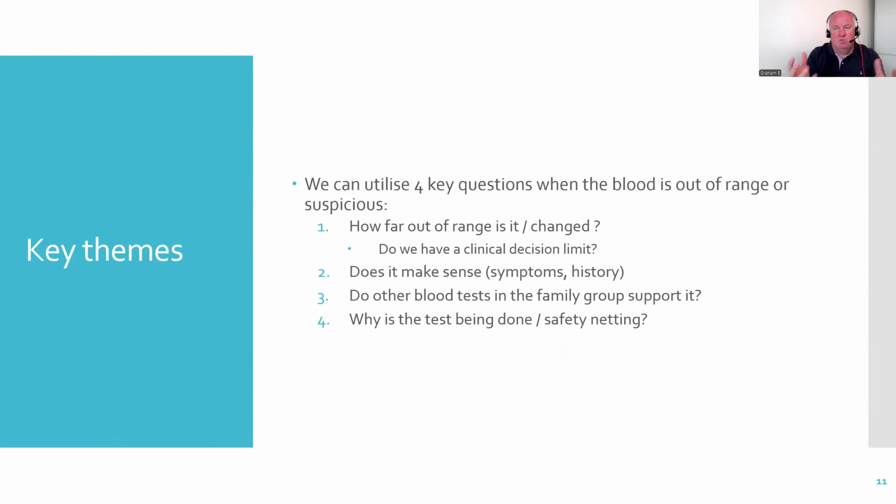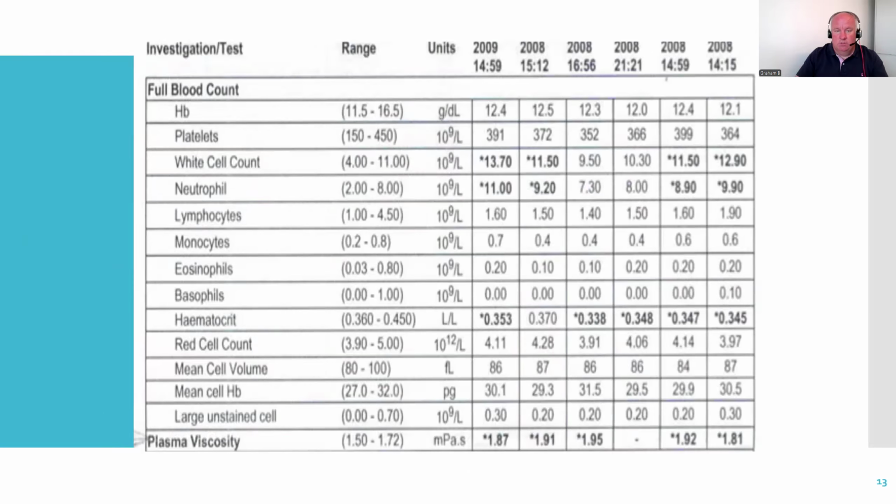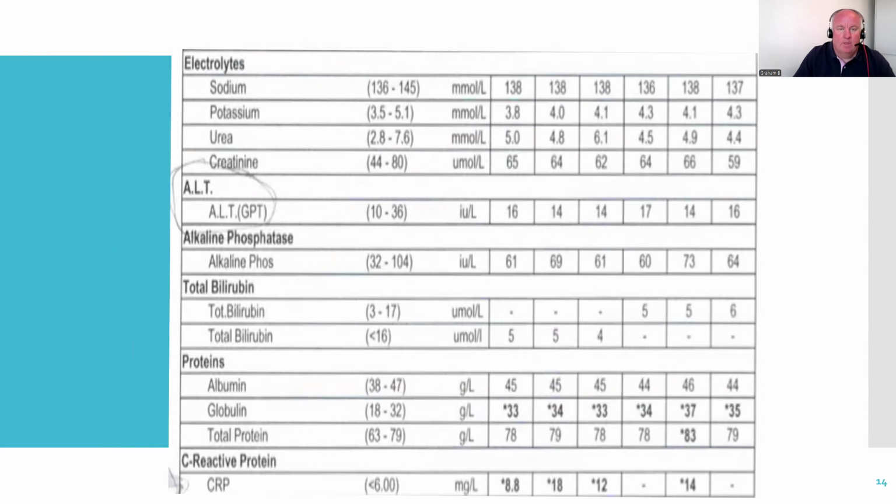So there are 2 fundamental underpinnings of blood testing. We'll also then move on and have a look at reading the result. And we'll go through some examples of what the results look like. And then finally, we'll have a look at one of the main problems with this, which is these reference ranges. So first of all, each hospital might have a slightly different reference range. We'll talk about that.